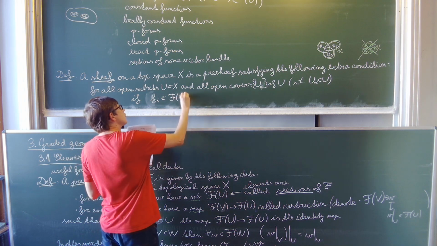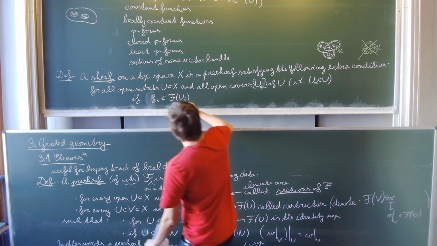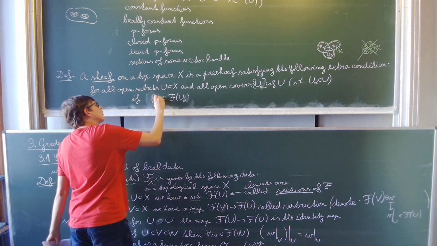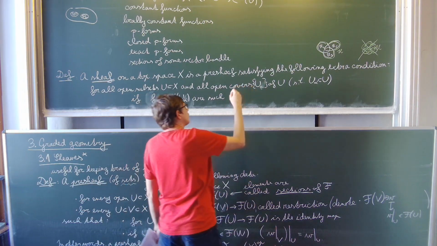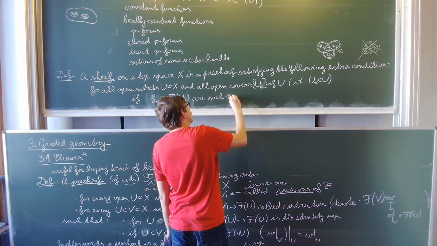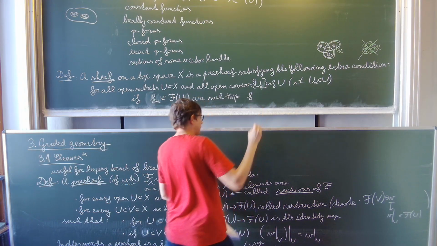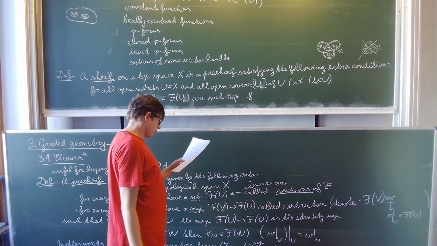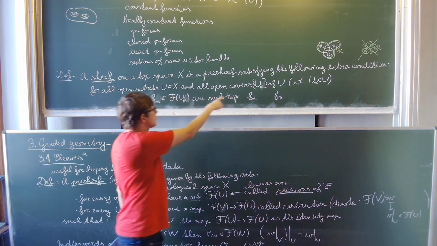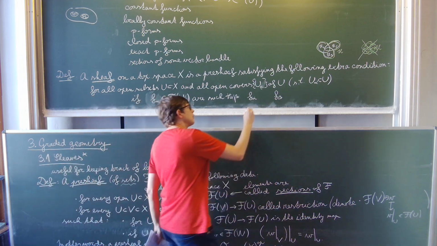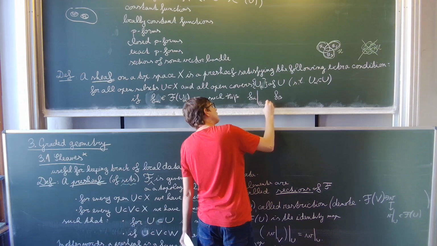Okay, so now the condition says that if I specify a section over each of these U alpha, and they coincide on overlaps, so such that for all alpha, beta, if I take f alpha and f beta, this guy lives in U alpha, this guy lives in U beta, but I restrict them to the intersection U alpha intersection U beta.